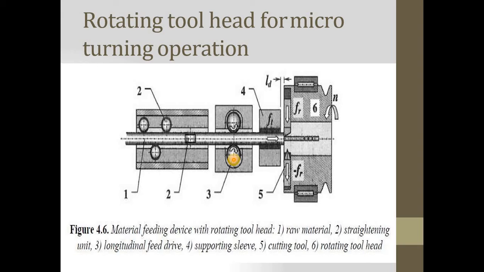Look at this. Number 3 is the longitudinal feed drive. This is a supportive sleeve. This is a cutting tool. This is the cutting tool, and this is the rotating head.